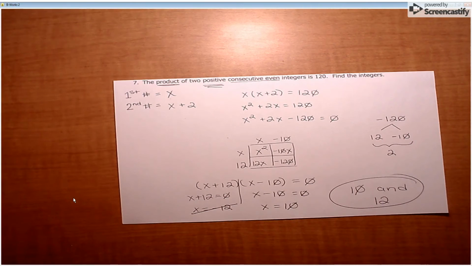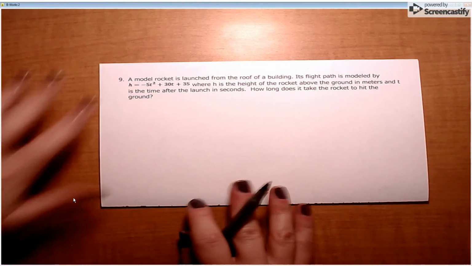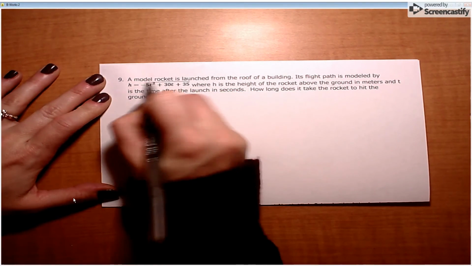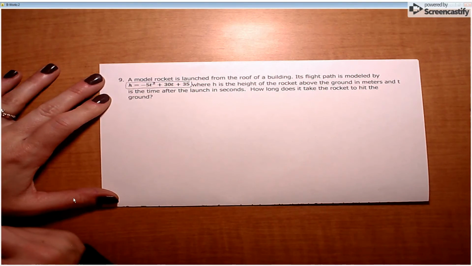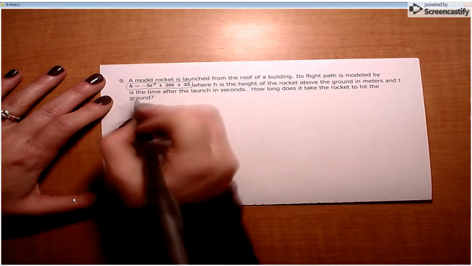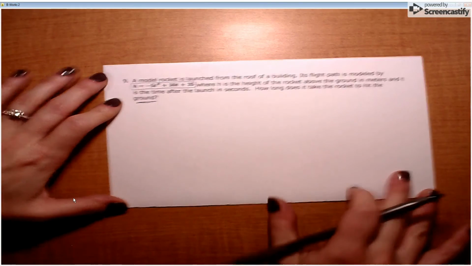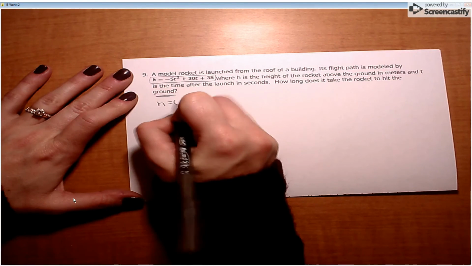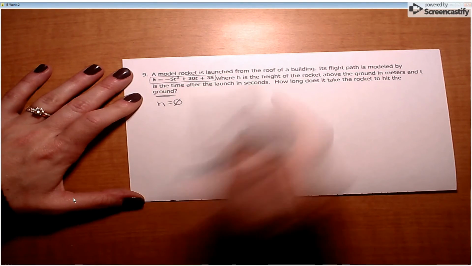The next question that we're going to look at is question number 9. It tells us that a model rocket is launched off the roof of a building. It gave us the equation for its flight path, which is the height of the rocket based off of a certain number of seconds after it got launched. Our job is to determine when the rocket will hit the ground. If it's hitting the ground, the height of the rocket above the ground will be 0. So my goal is to determine what values of t make this equation equal to 0.